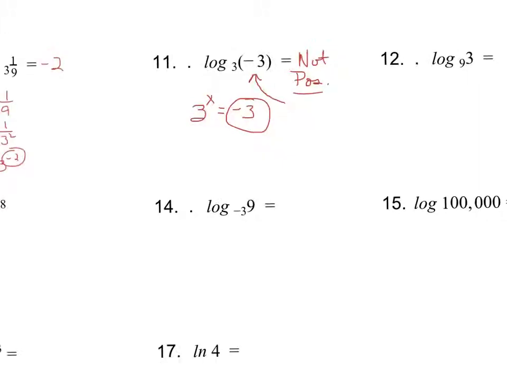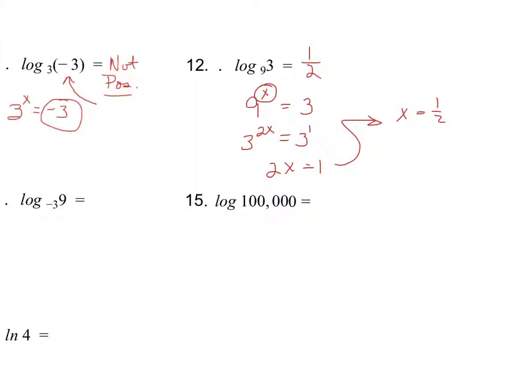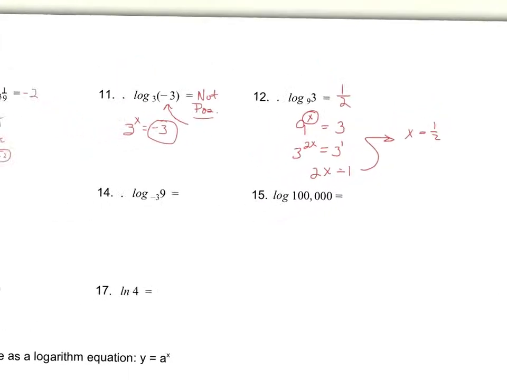Let's look at number 12. Number 12 says 9 to what power gives me 3. I'm going to write this as 3 to the 2x. 3 to the 2x equals 3. The exponent on the 3 on the right is just a 1, so 2x equals 1, which tells me x is a half. And this should make sense because 9 to the half power means the square root of 9. Square root of 9 is 3.